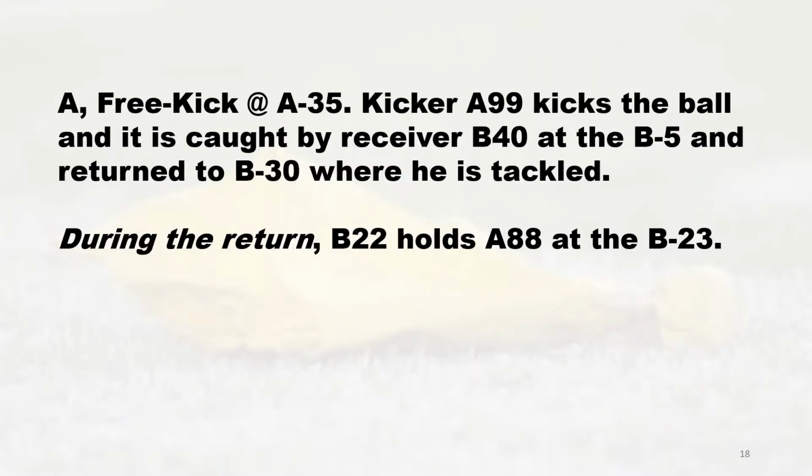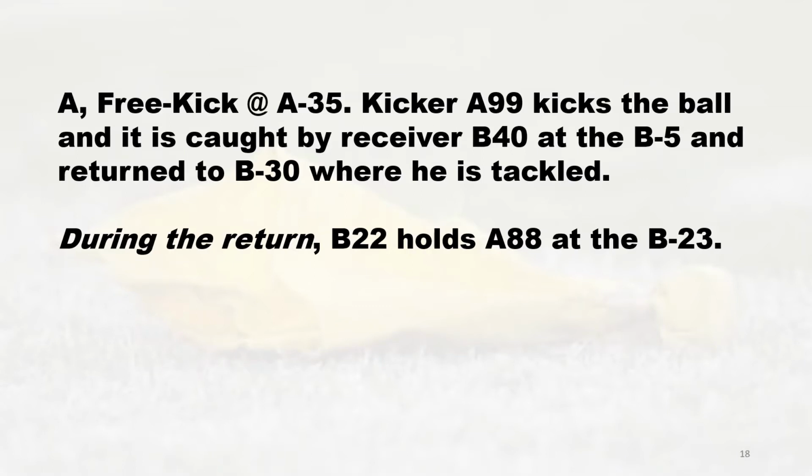So let's look at another example. Here we have our same kickoff deal, free kick at the 35. We got our kicker, he kicks the ball, and it's caught by receiver B40 at the 5. Okay, we got that. Return to the 30, all good. Now, during the return, very crucial piece of information again, B22 holds A88 at the B23. So we want to take a second. We want to see a return in our mind. Picture that receiver returning the football. He runs to the 30-yard line.